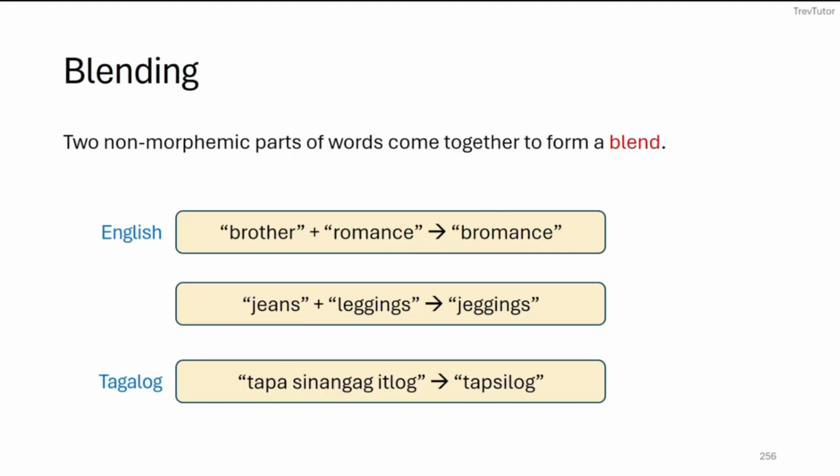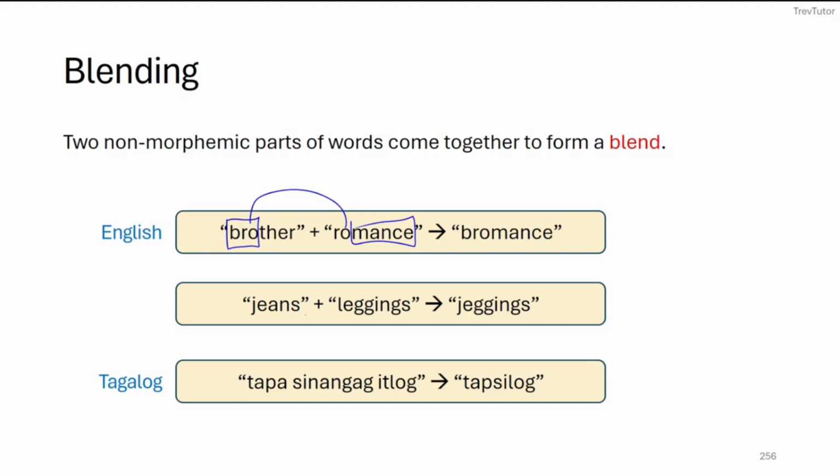When we do blending, we take two words and we smoosh them together. So brother and romance becomes bromance. So we see a little bit of bro, a little bit of romance. We do see some connection between the vowel sounds, so we get bromance. In the case of jeans plus leggings, we get jeggings. So what you'll notice about these words too when we blend them together is that they have the meanings of both of these. And then if you want an example from Tagalog, tapa sinangag itlog becomes tapsilog.